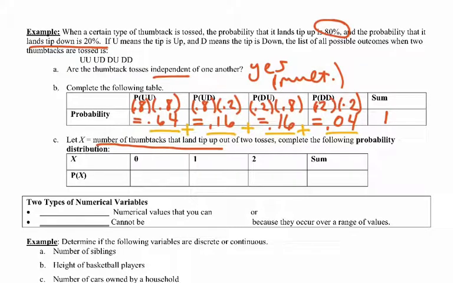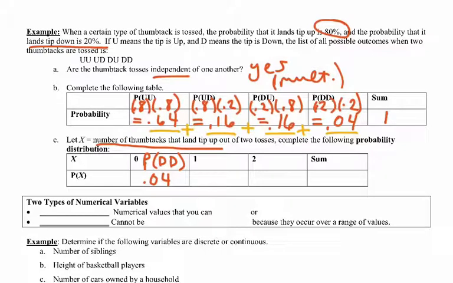So what are the possibilities? 0, so neither could land up. 1 could land up and the other lands down, or 2 could land up. Those are the only three outcomes here. 0, 1, or 2 could land up. So in the first case, the probability that 0 land up, there's only one way that can happen. That's the probability of the down-down scenario in the previous chart, and that was 0.04.